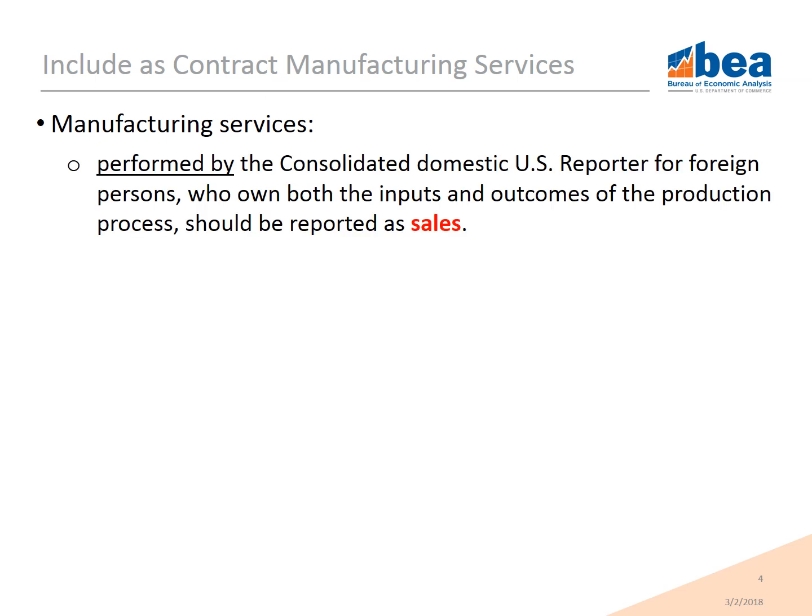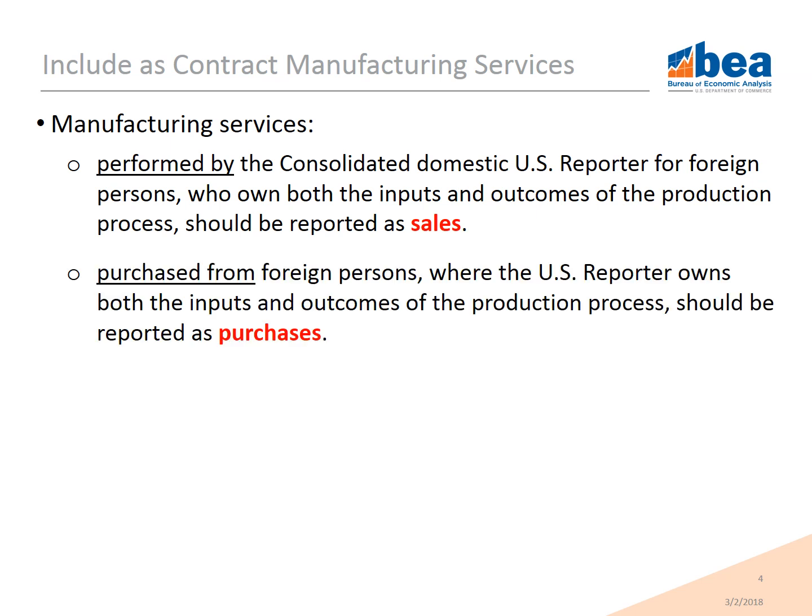Include services performed by the consolidated domestic U.S. reporter for foreign persons who own both the inputs and outcomes of the production process. This should be reported as sales. Also include services purchased from foreign persons where the U.S. reporter owns both the inputs and outcomes of the production process. This should be reported as purchases.